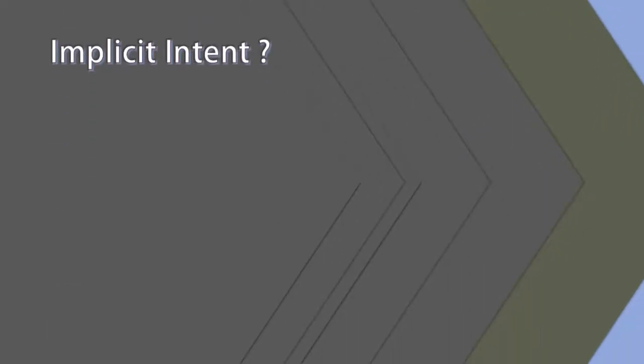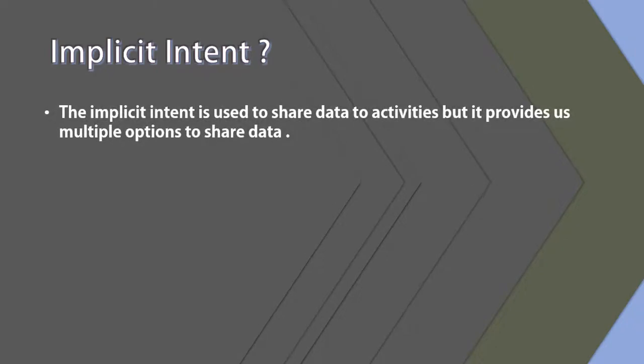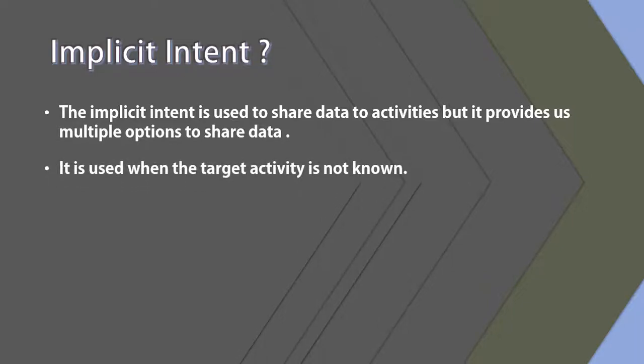Now it's time to talk about implicit intent. The implicit intent is also used to share the data between activities, but it provides multiple options to share data. And what are these multiple options? It will provide the user the capability to share the data among different app activities, meaning you can share the data to different apps that are on your smartphone. So it is used when the target activity is not known.